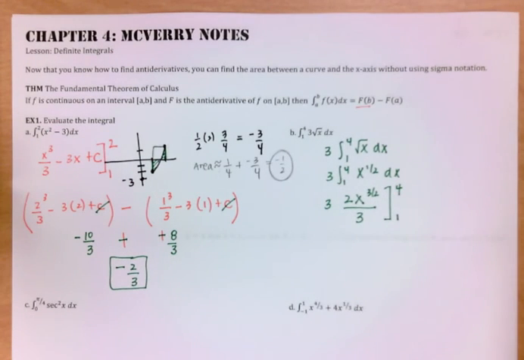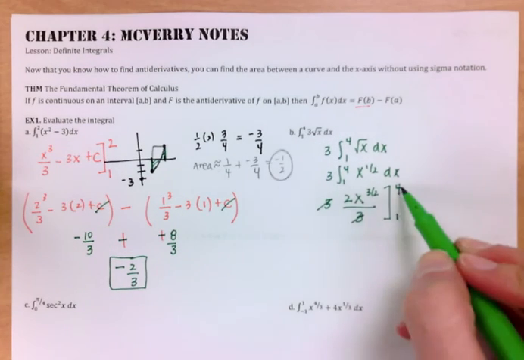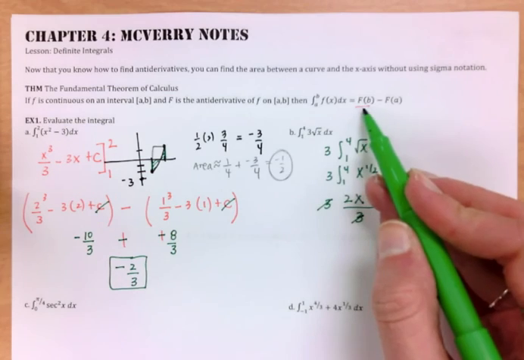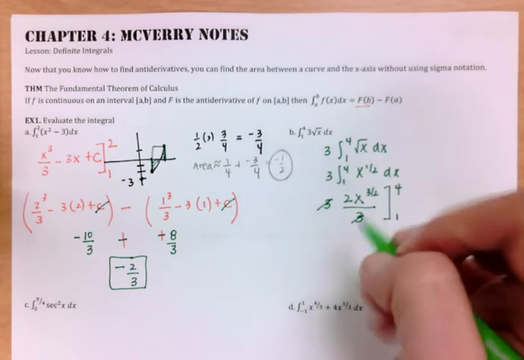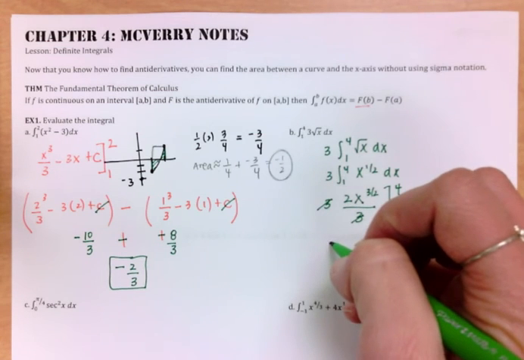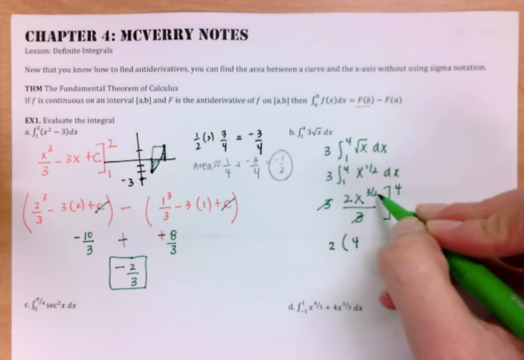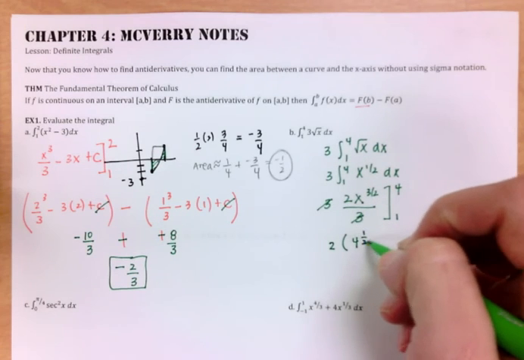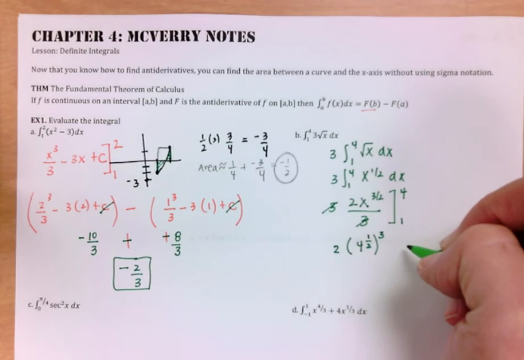So then we plug in. We know that these 3's canceled, right? So we plug in the 4, that's our f of b, and then we plug in our 1, that's our f of a, and then we'll subtract those. So we have 2, and we're plugging in 4. 4 to the 3 halves is equivalent to 4 to the half cubed, right? Because you would multiply these. So 3 halves is the same as half cubed. Okay, so that would be 4.